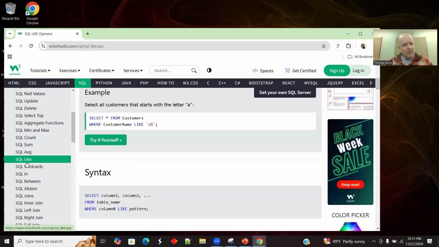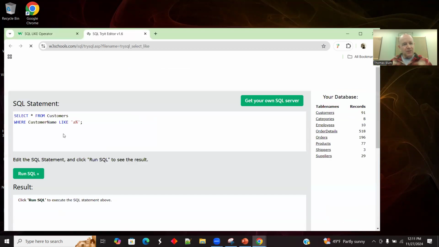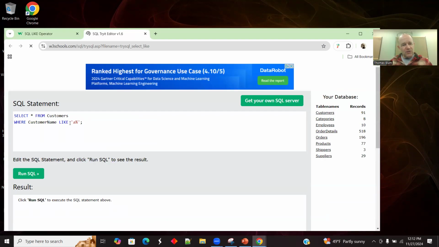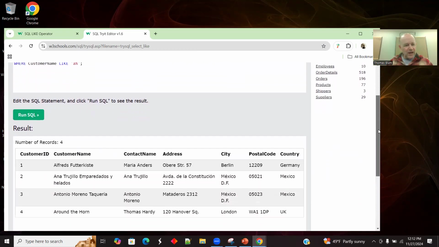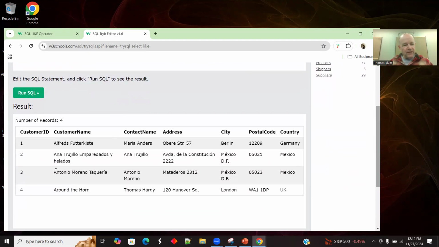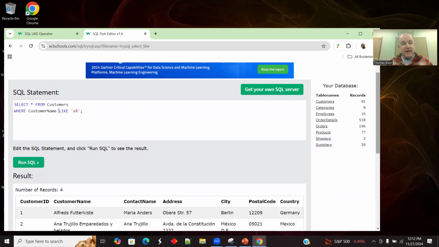Okay, so I went on again to w3schools.com/SQL, and then I clicked on their SQL like, I'm going to try their example, and they are looking for customers where the customer name is like a percent. So let's do that. Okay, so now of the 91 records, we have picked out the ones where the customer name starts with an A.